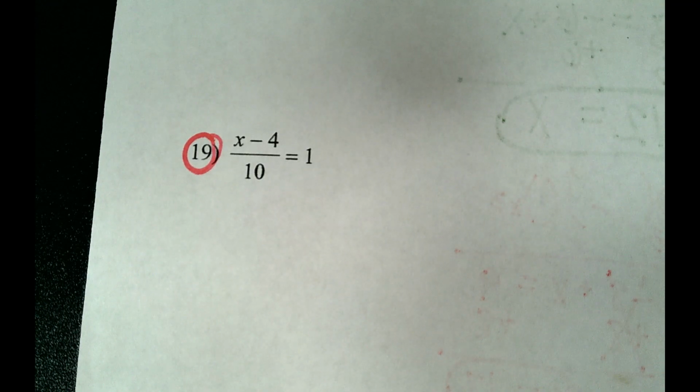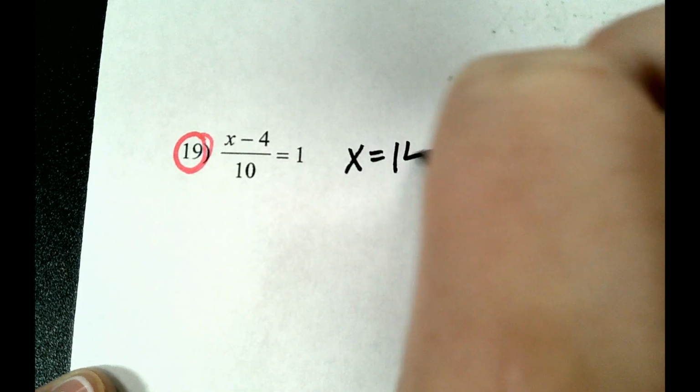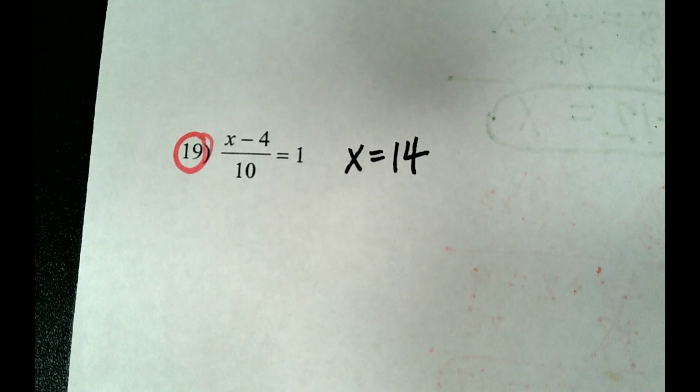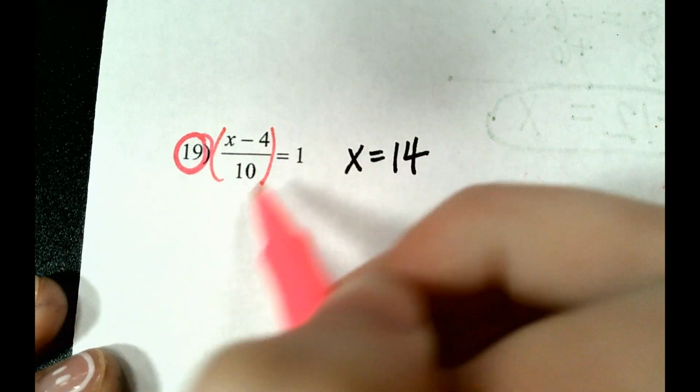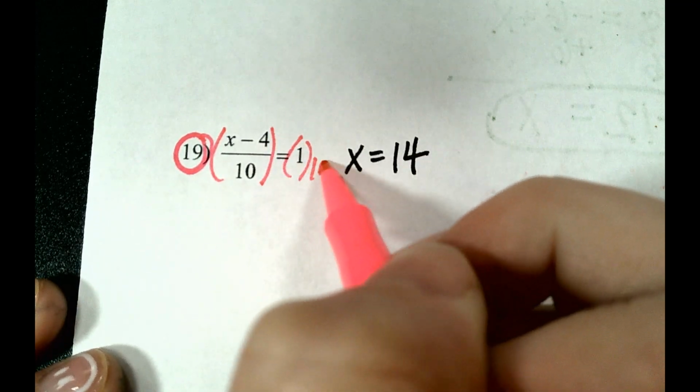What answer did you get for x for 19? It's 14. You all got 14. Yes. Let's see, what did you do first? I did it with a 10. Yep, we got rid of the 10. Multiply by 10.